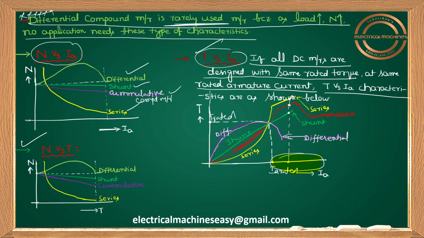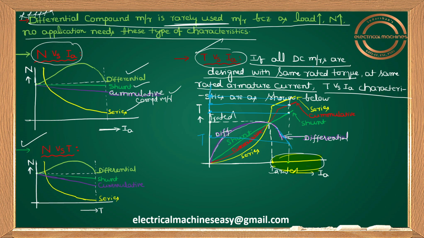If you're having doubt, let me write here. At starting current, starting torque means you have to see somewhere here. I told you, at above rated armature current. So at this particular point, let me extend this y-axis. The series motor develops this much torque, and cumulative develops this much torque. Shunt develops this much torque. Differential is touching somewhere here, it develops this much torque. Okay, guys, please try to write this point.